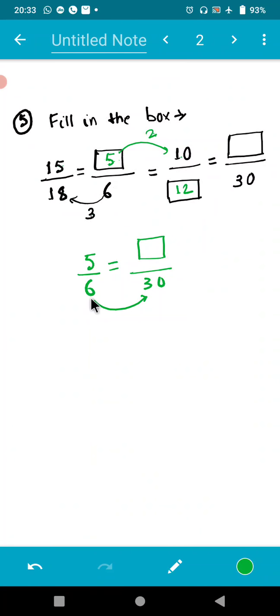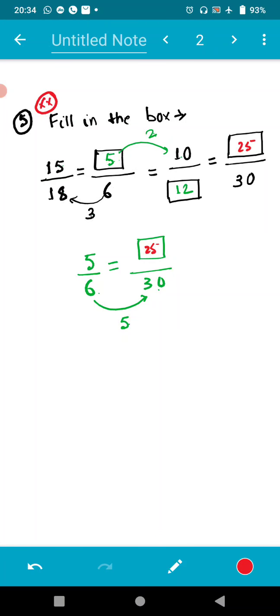Now you see, 6 into what is 30? That is 5. That means 5 into 6 is 30. So 5 into 5 is what? 25. Exactly. So the answer is 25. So this is the required solution of question number 5. Very, very important, students.